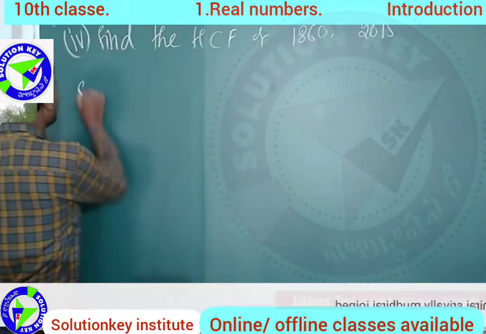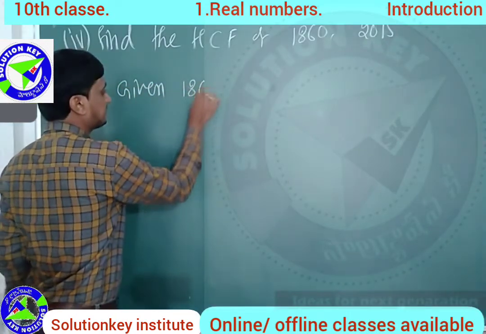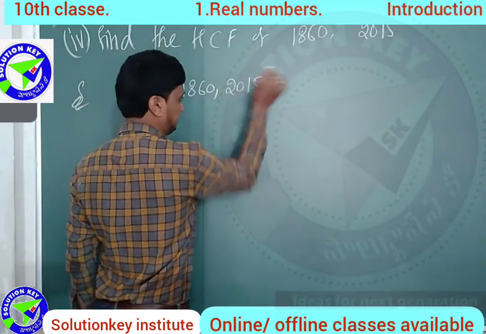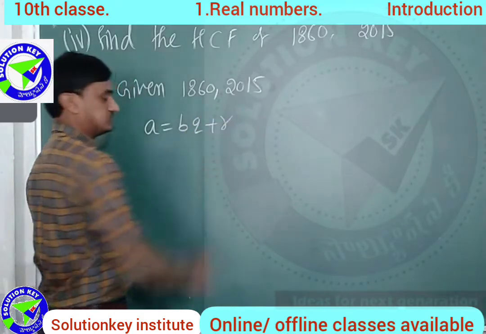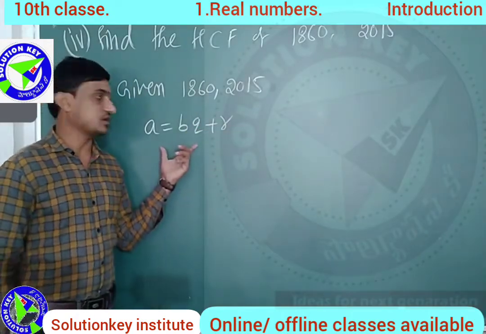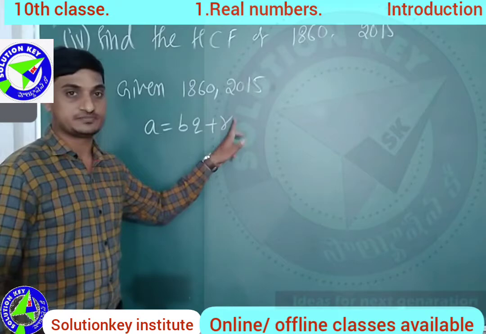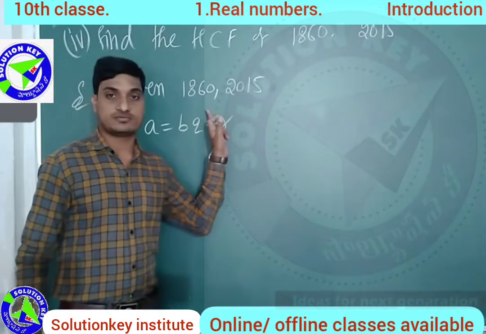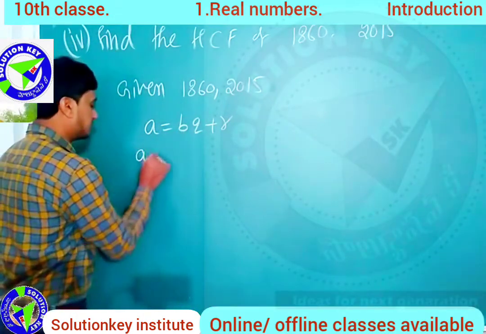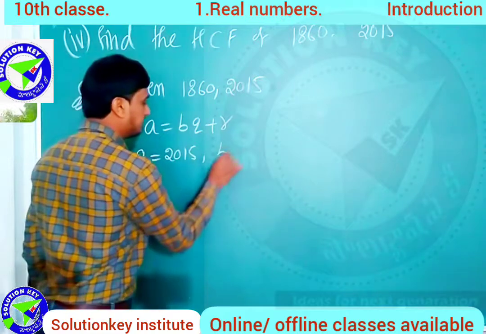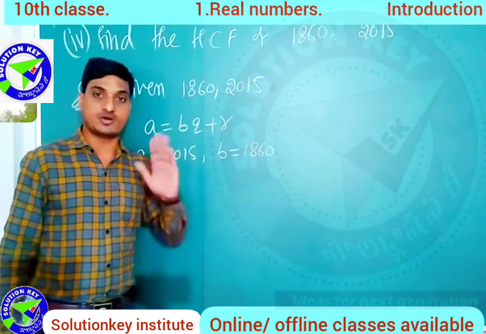So first I am writing the given numbers: 1860 and 2015. Then write the formula a = bq + r. This is the Euclid division algorithm. What is a, what is b in this? Which one are you taking as a, which one as b? a = 2015, b = 1860. The biggest one is for a, the smallest one is for b.